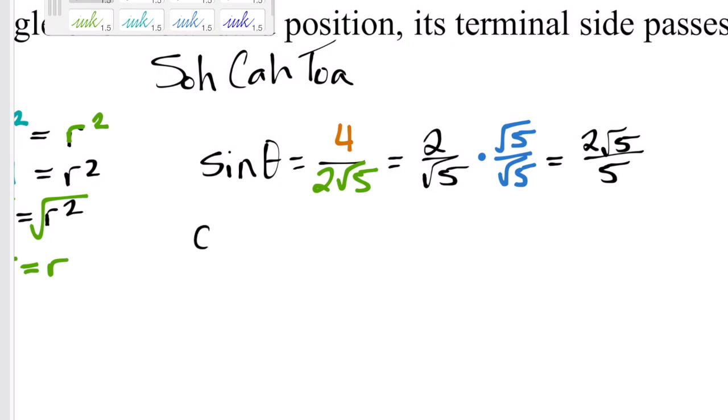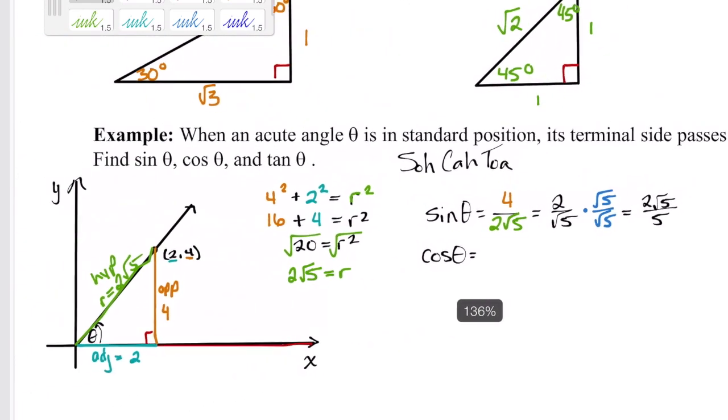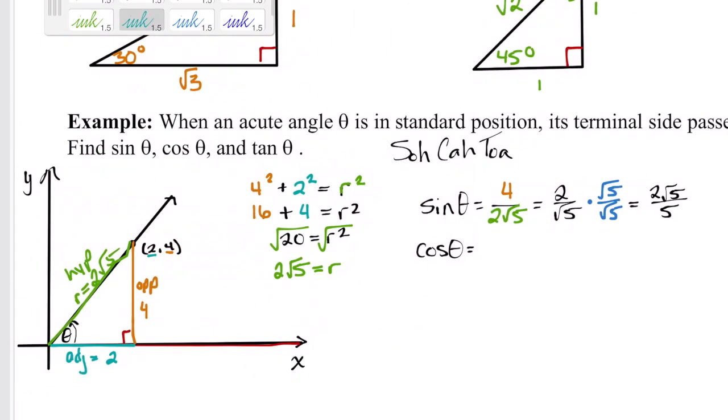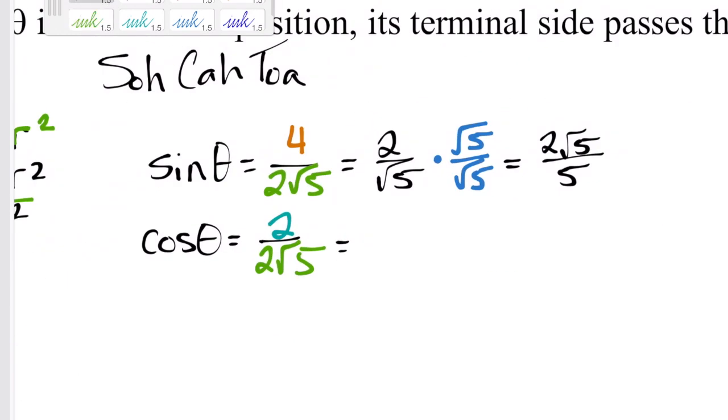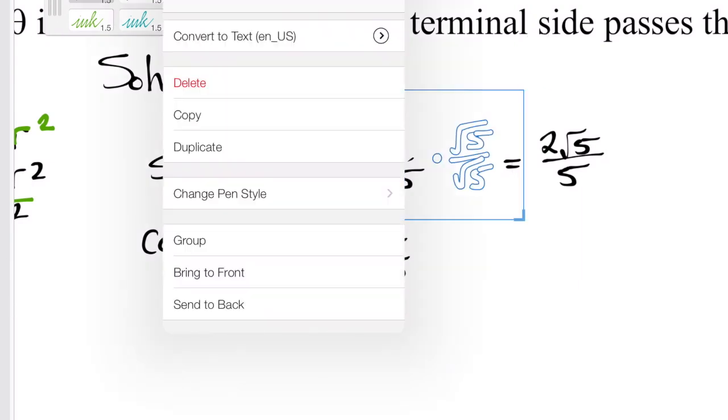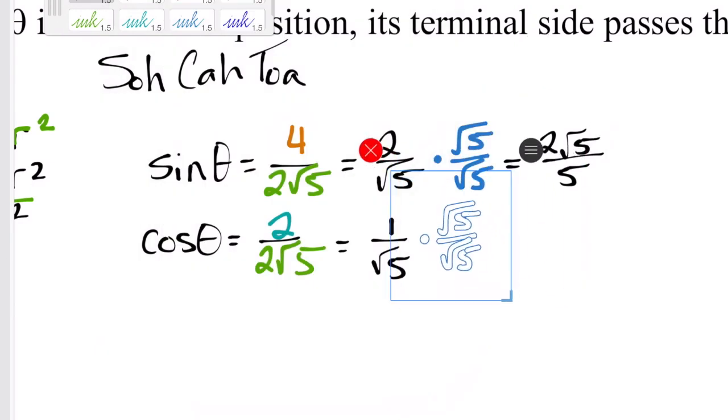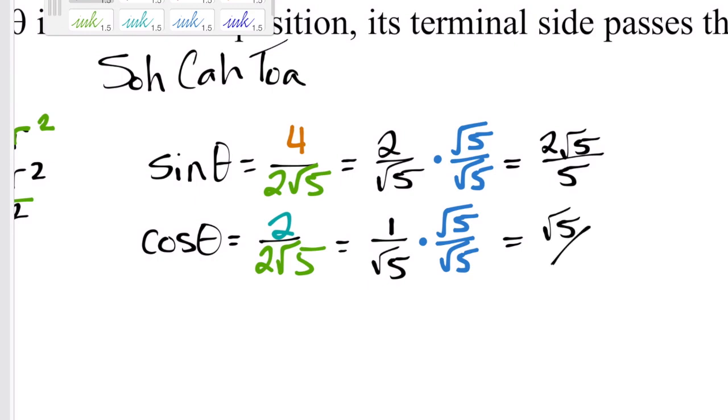Now I'm looking for my cosine. And that's going to be my adjacent over my hypotenuse. So my 2 over my 2 square root 5. So again, here I can reduce, so 1 over square root 5. And again, I need to rationalize that denominator, so I'm going to do the same thing that I did to the sine. I'm just going to duplicate that, move it over. And I end up with square root 5 over 5 for my cosine.